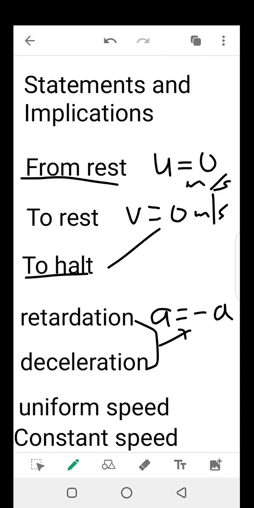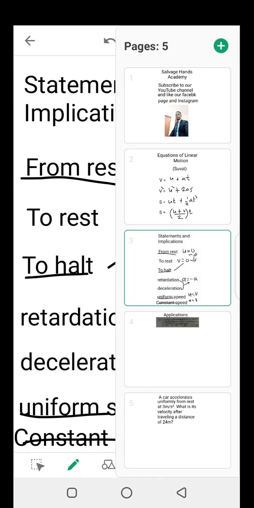What about if they talk about uniform speed or constant speed? If they talk about uniform speed or constant speed, they are saying that U and V are equal. And when U and V are equal, it means that the acceleration is 0. So let's see how to apply this to questions.